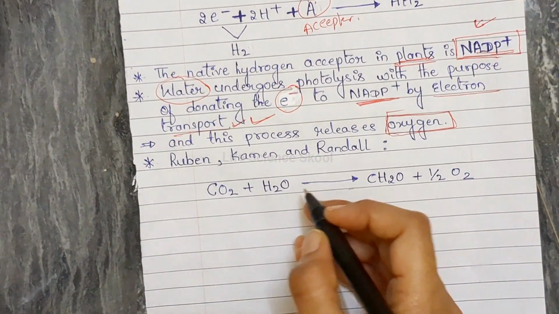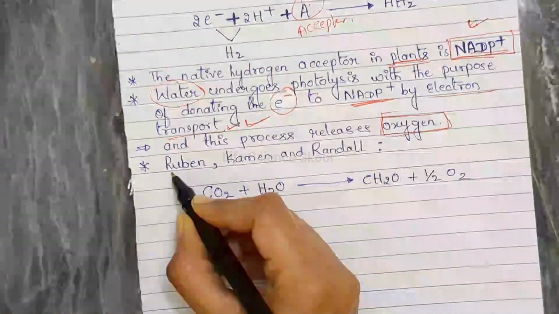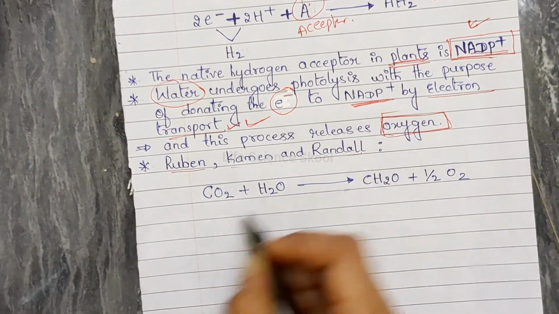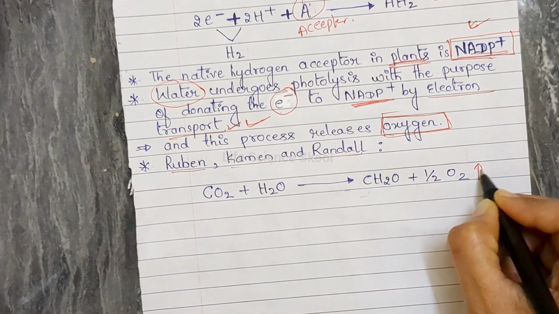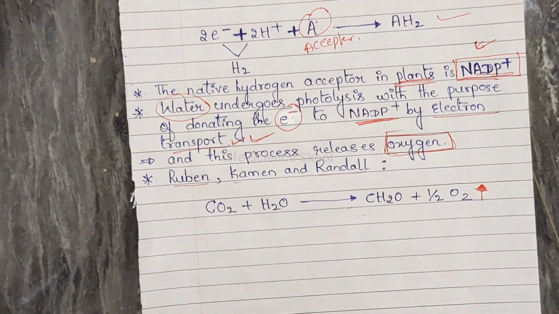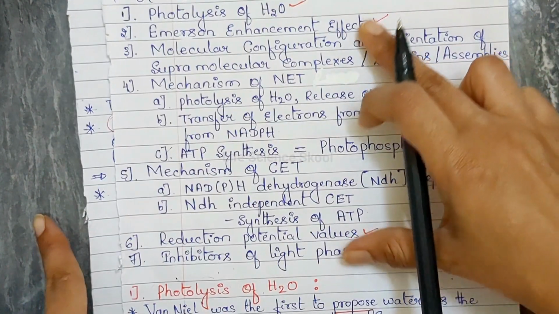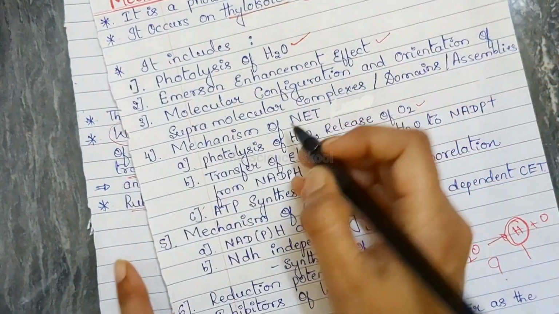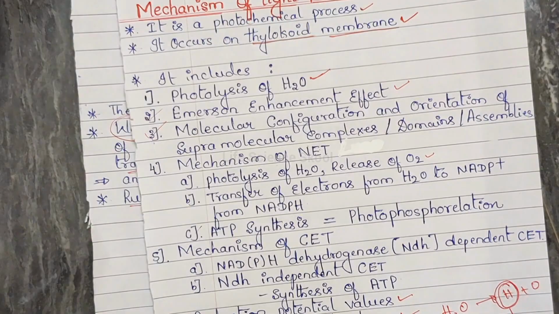Okay, so this equation was given by scientists named Ruben, Kamen and Randall. Carbon dioxide plus water gives rise to carbohydrates and there is a release of oxygen. Okay, that's about the photolysis of water. In the next video we are going to study all these things in detail, and these are all very important. So in the next video possibly we will cover the second one and third one.